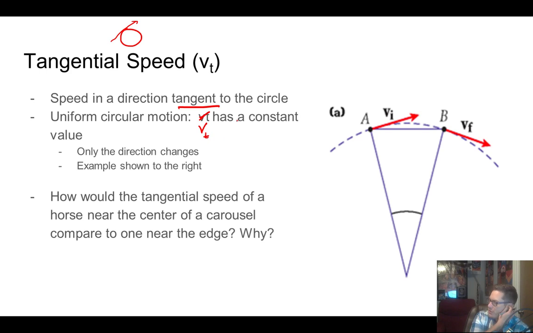And so if you have uniform circular motion, so that means it's traveling at constant speed in a perfect circle, your tangential speed has a constant value, and the direction is changing. Okay, so here you've got this guy here at point A, and he's moving this way, and then his final velocity is this way. Notice that the magnitude of these lines is the same, but they're pointed in different directions. All right. So the other idea to think about is, imagine that you're on a carousel here, right? And it's one of those carousels with the horses that go up and down as they go around, right?